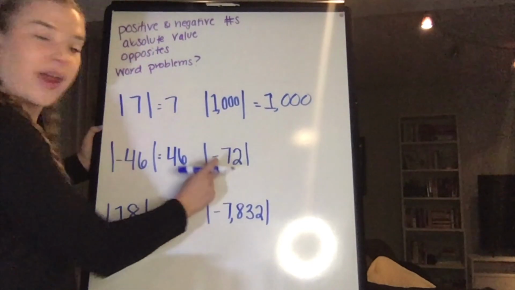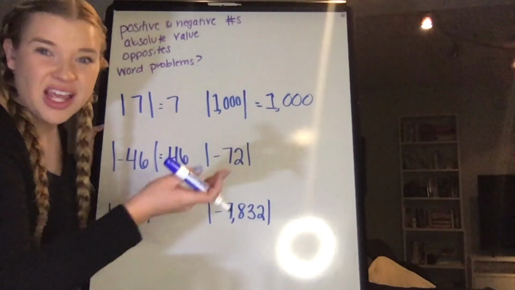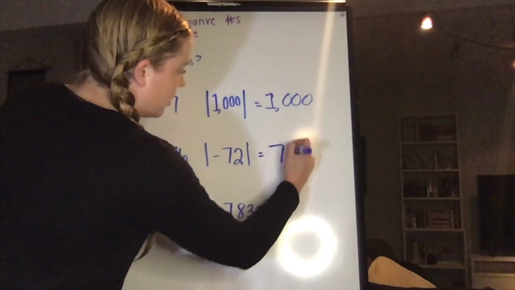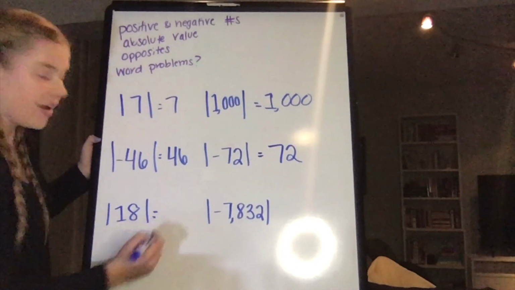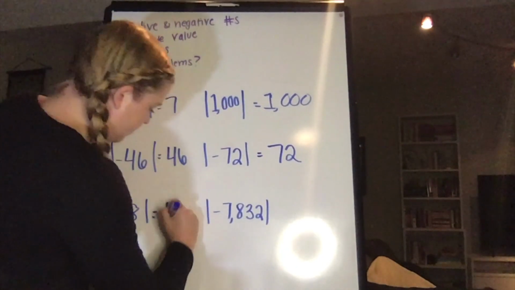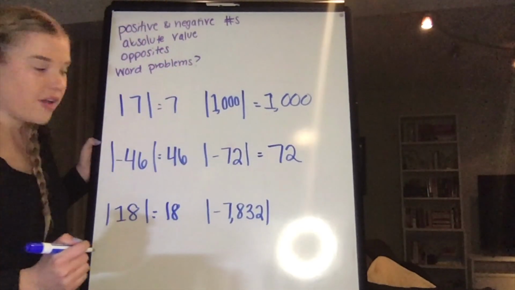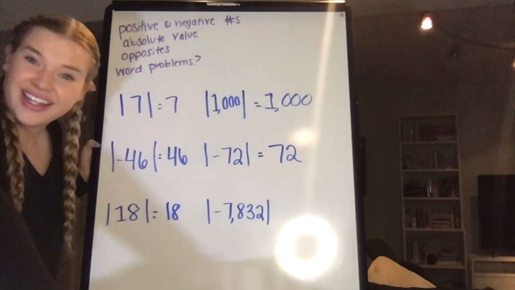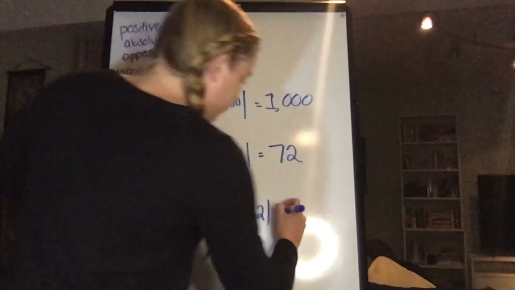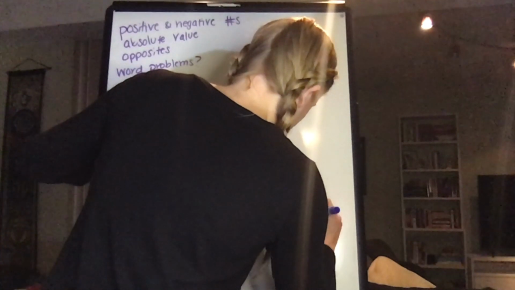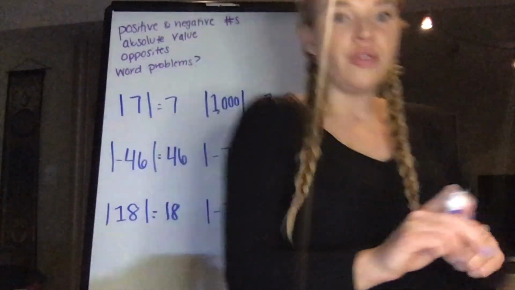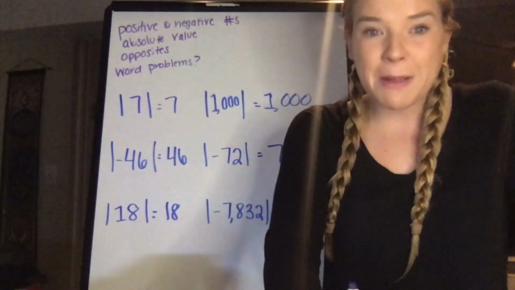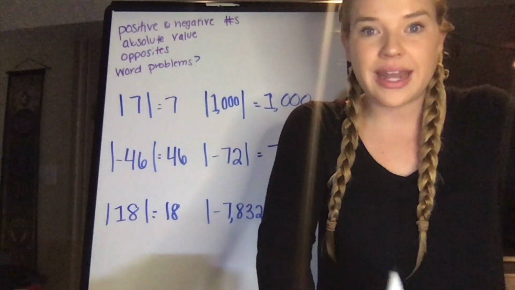The absolute value of -72. How many steps away from 0 is -72? It's just 72 steps, right? I'm just going a different direction. What's the absolute value of 18? 18. And what's the absolute value of negative 7,832? You'd think that it would be harder, but it's not. It's just 7,832. Make sure that you got all of these right. And if you accidentally put a negative sign on one of them, just remember, absolute value can never be negative.